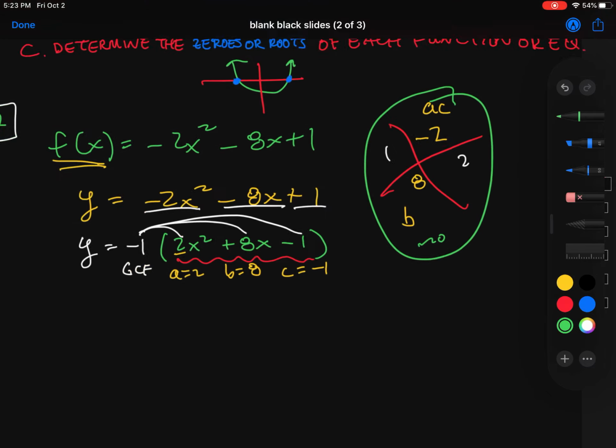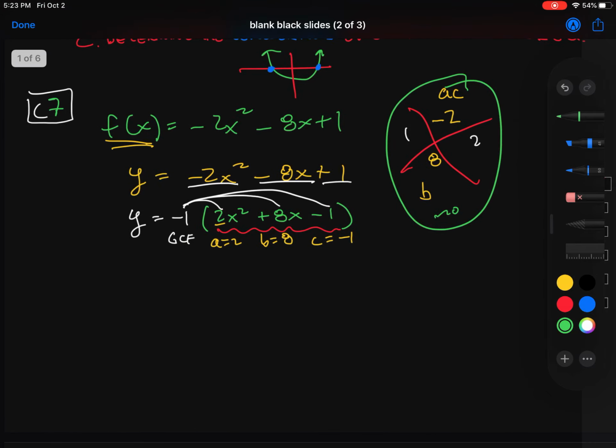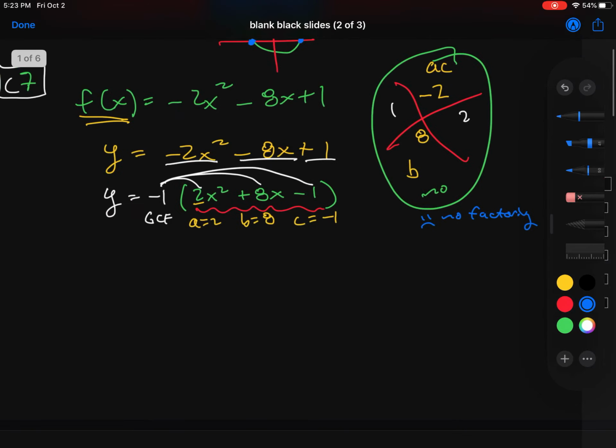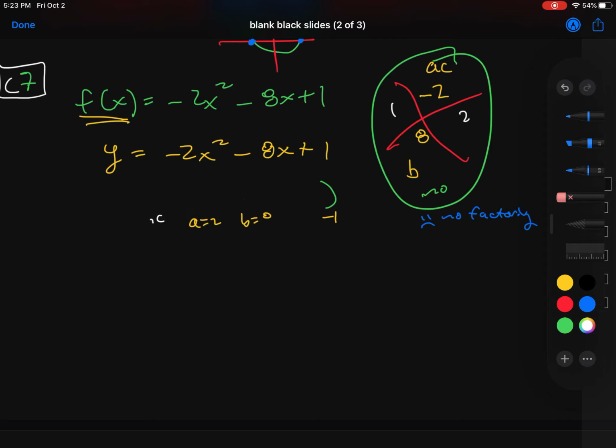Okay, what does this mean for us? This means that we cannot solve by factoring. No factoring. That is sad because that would have been the best method. Okay, what do I do? Well, the factoring of negative 1 is really not needed then. That's just to help us figure out factoring, okay?